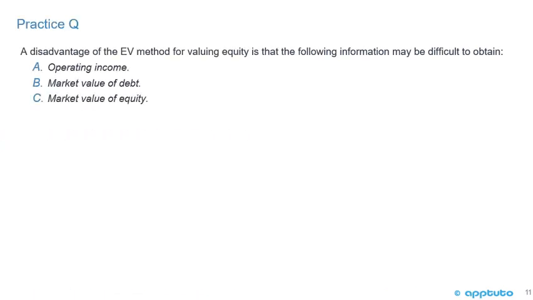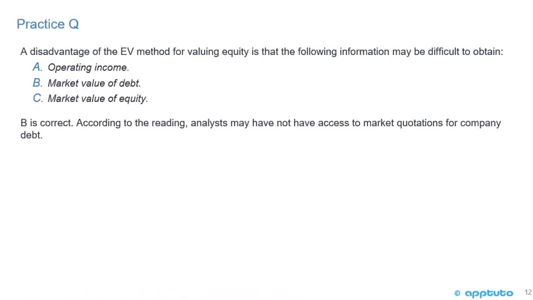And one last theory question to finish this LOS, a quick one. A disadvantage of the enterprise valuation method for valuing equity is that the following information may be difficult to attain. A, operating income, B, market value of debt, or C, market value of equity. Well, I think you'll find that's an easy one. You'd be happy to see something like that on the exam, and a nice one to finish the LOS on. B is correct. According to the reading, analysts may not have access to the market quotations for company debt.